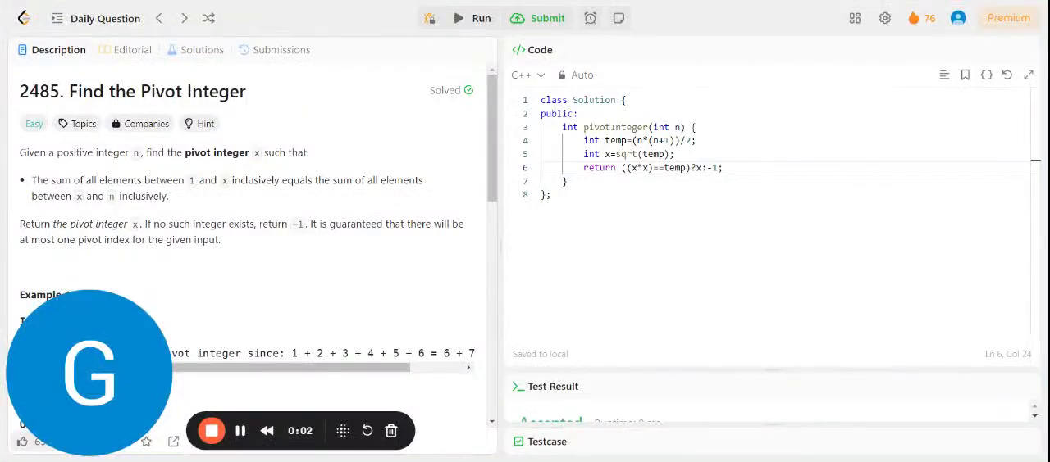Hello guys, welcome back. Let us see the problem of the day from LeetCode. Problem number is 2485 and it is Find the Pivot Integer. And it is an easy problem. Let us read the problem.